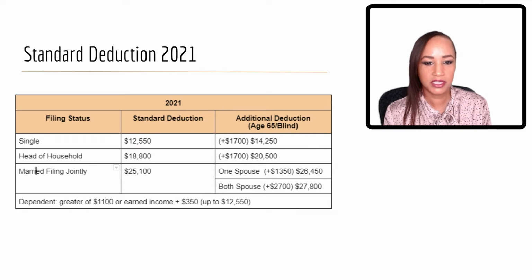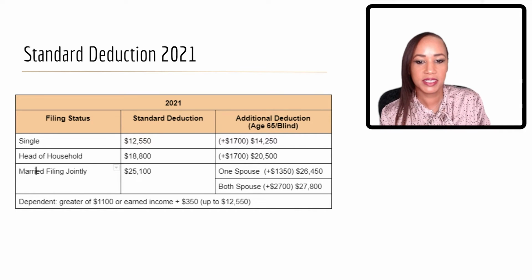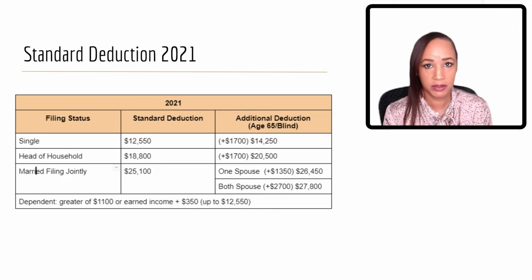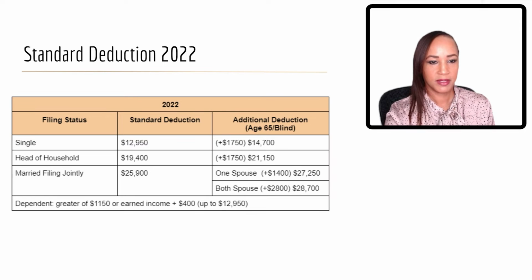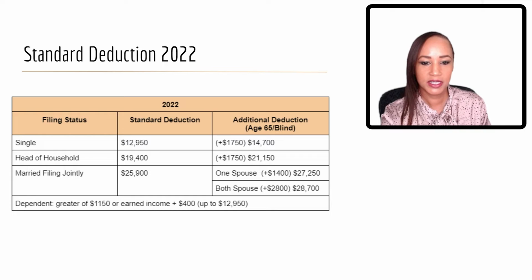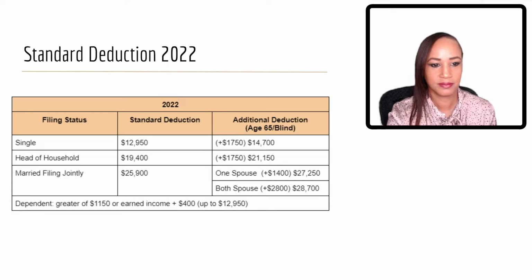And if one spouse is over age 65 or blind, you're going to add $1,350, double that up for both spouses. Okay. Now, I went ahead and added the table here for the standard deduction for 2022, so you can get a preview of what we're going to look like this year. Those standard deductions did go up slightly. The additional deductions did go up slightly as well.